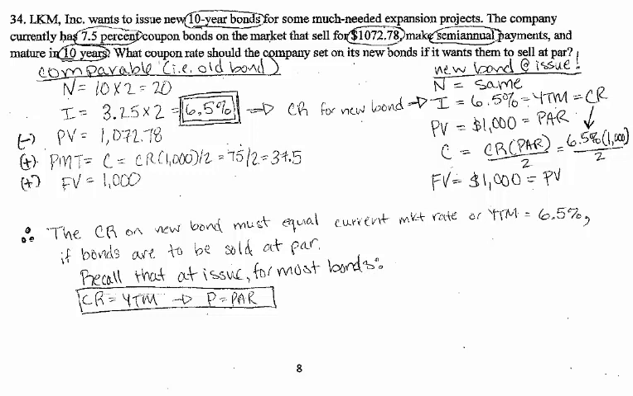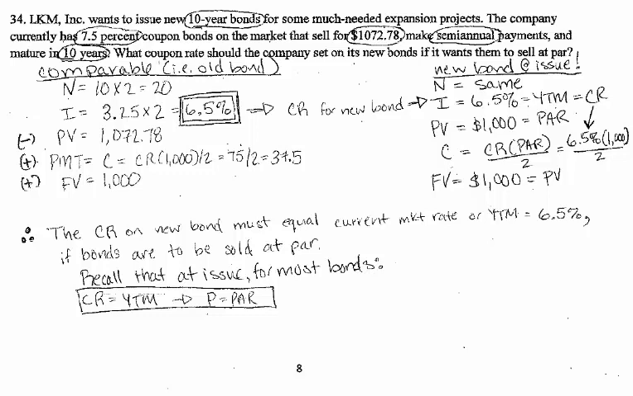And I would tell you, you can mathematically prove this by putting in 20 for N, and then put your I at 6.5%, and then skip the PV, go to C, and put in 6.5% times par divided by 2, and put in your coupon payment, and then for your future value put in $1,000, and then solve for price. If you get $1,000, then your price equals par, and it will, right?